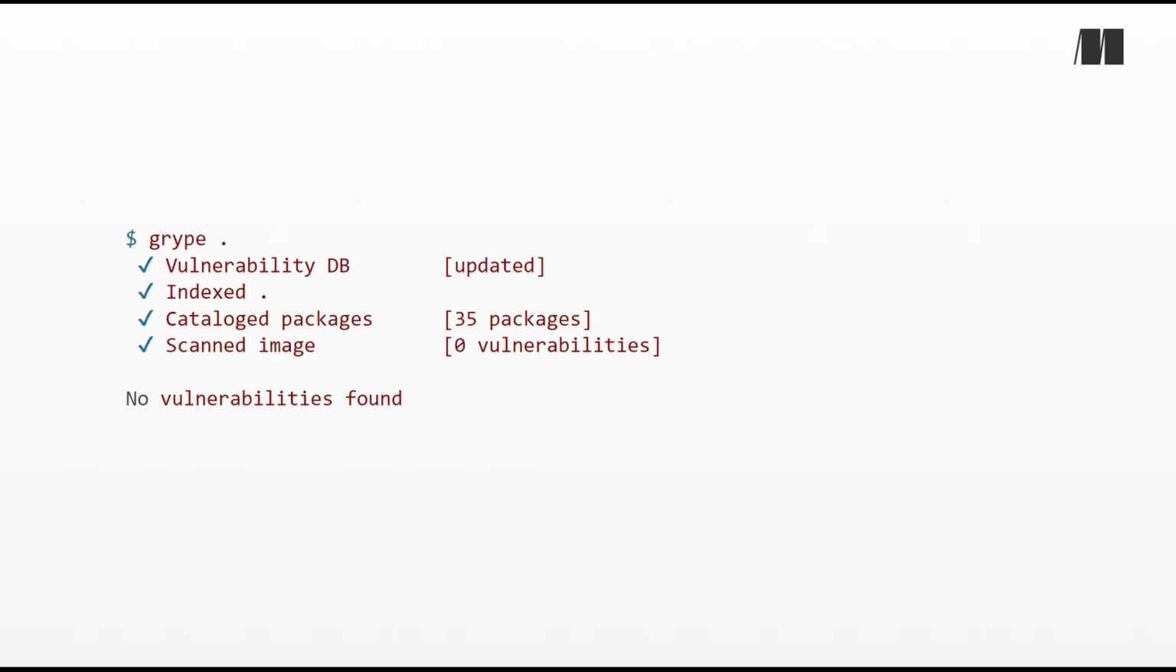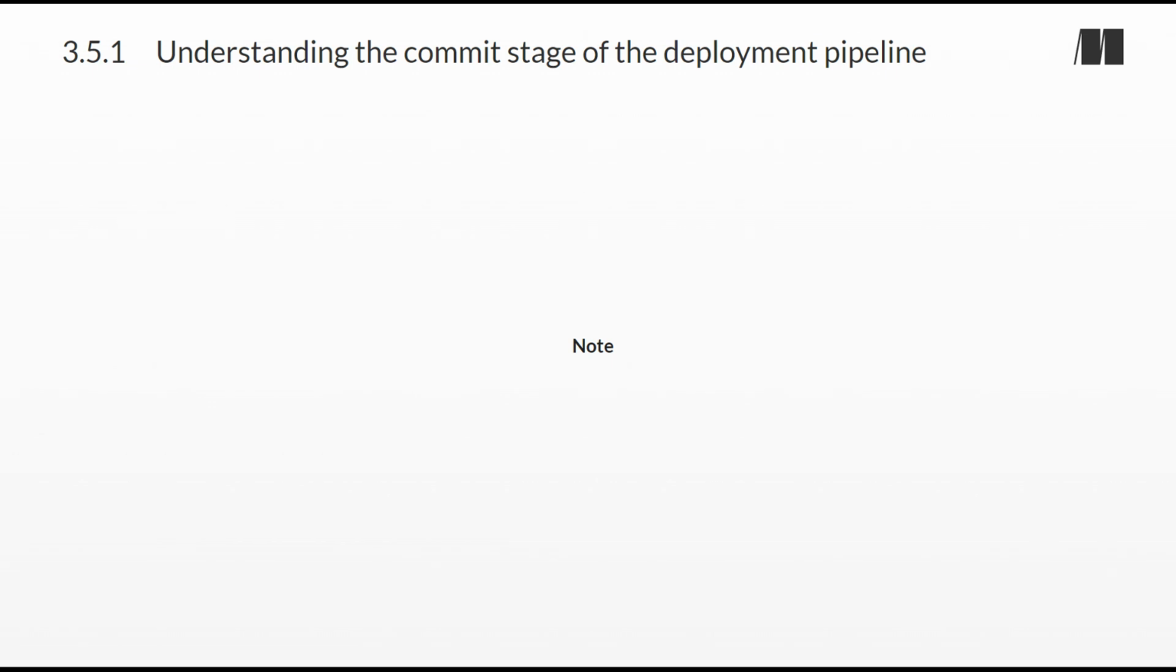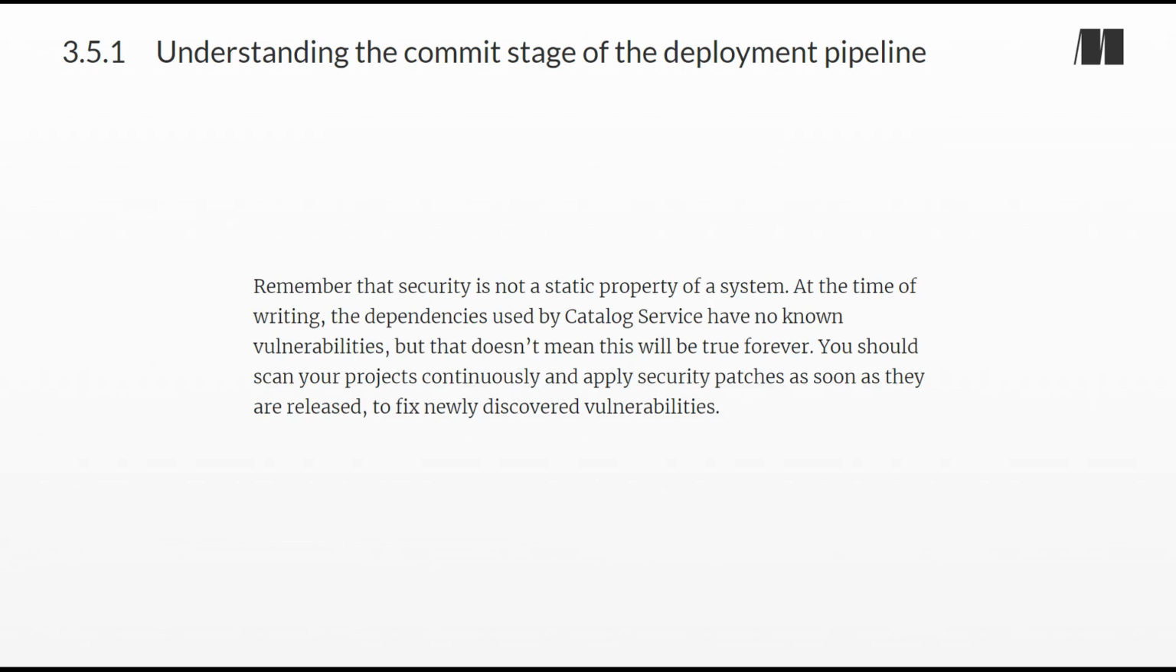Note: remember that security is not a static property of a system. At the time of writing, the dependencies used by Catalog Service have no known vulnerabilities, but that doesn't mean this will be true forever. You should scan your projects continuously and apply security patches as soon as they are released to fix newly discovered vulnerabilities.